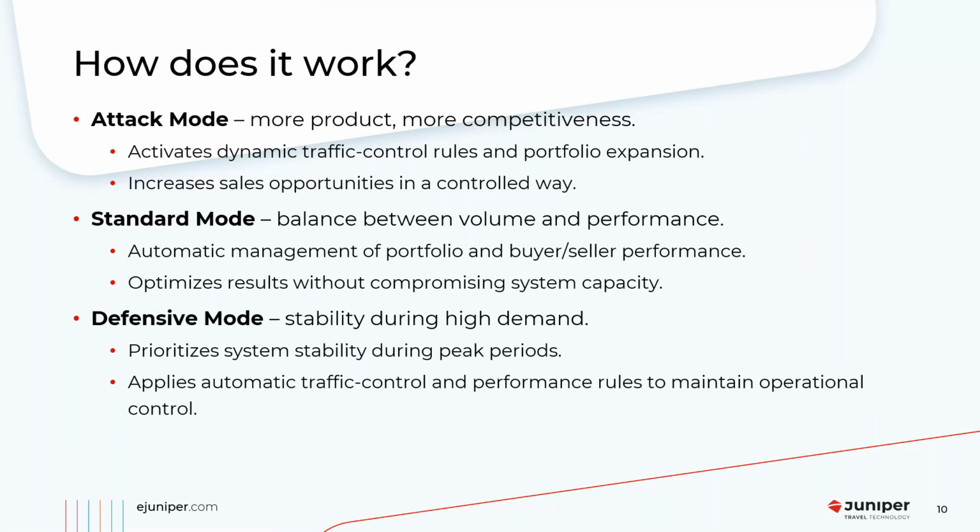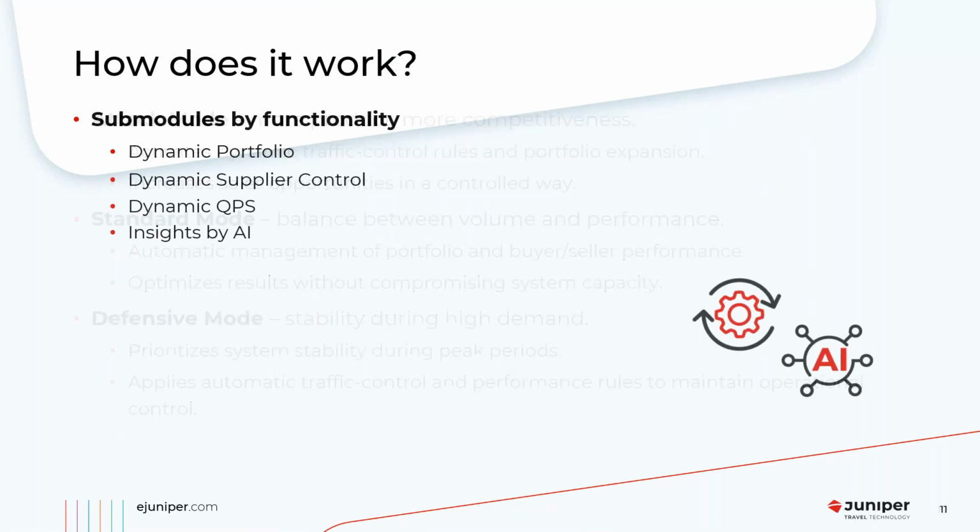This mode prioritizes the system stability by applying automatic traffic control and performance rules during the peak demand periods. Contracting the module as a whole is highly recommended, but in specific cases, it is also possible to contract only individual submodules depending on the needed functionality.